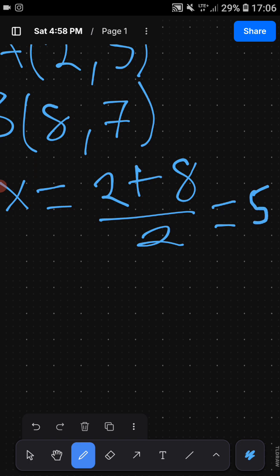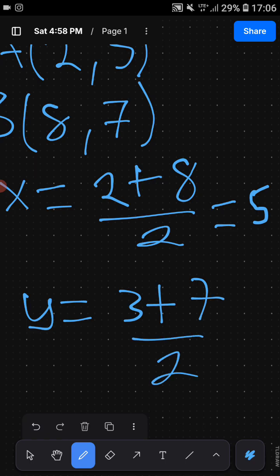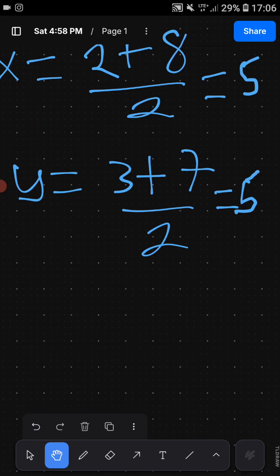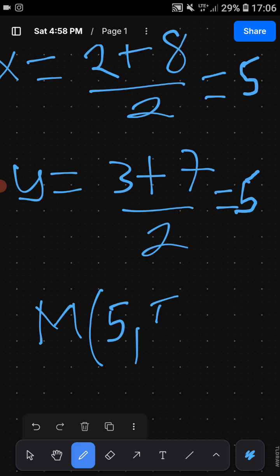Okay, now we'll do the same for y, and this gives us 3 plus 7 on 2, which is 3 plus 7, that gives us 10. 10 divided by 2 gives us 5. So we now have that our point M, being the midpoint between A and B, is 5, 5. So that's how you can get the coordinates of a midpoint.